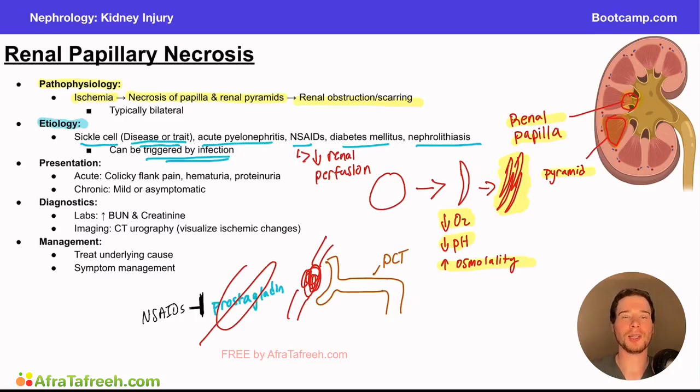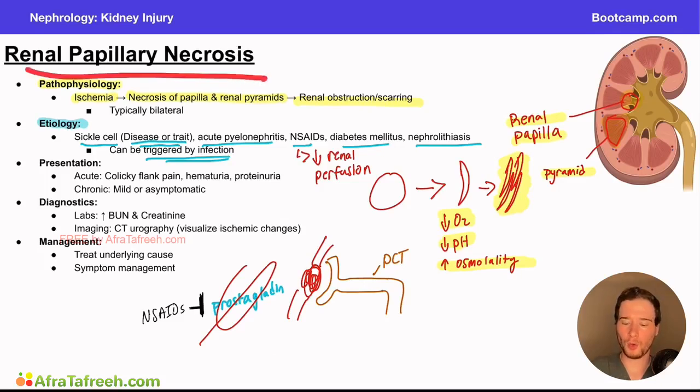So if we constrict it, less blood flow gets into the arteriole, less blood flow gets into the kidney, leading to hypoperfusion, which can ultimately lead to renal papillary necrosis. Now, when we talk about the presentation here, it's going to vary depending on the patient's symptoms, so if they present acutely or if they present with chronic renal papillary necrosis.